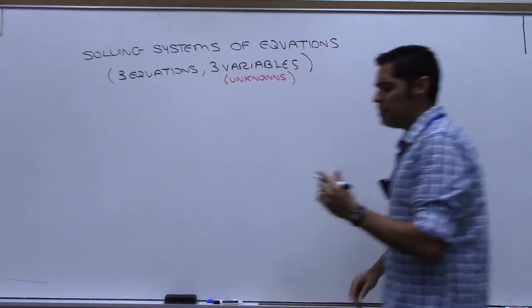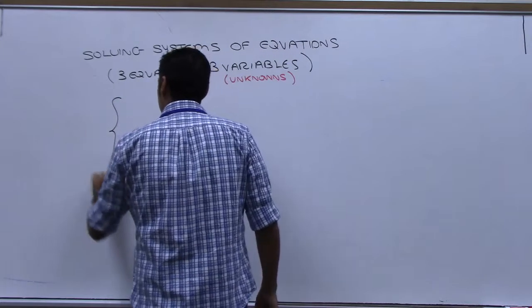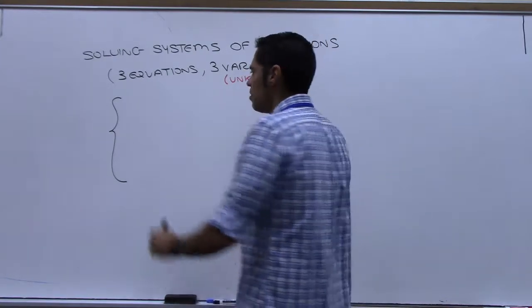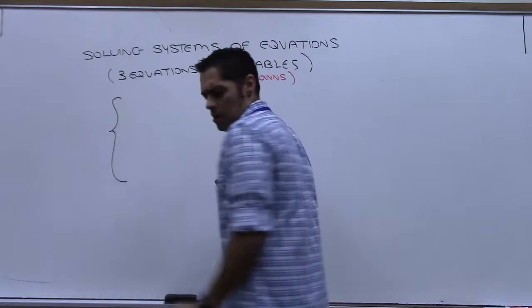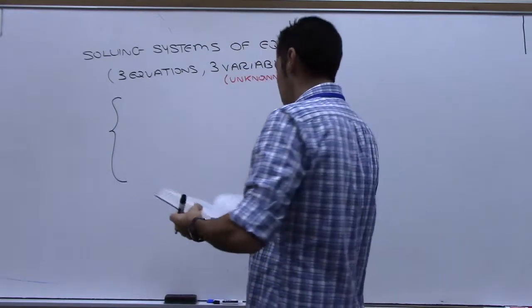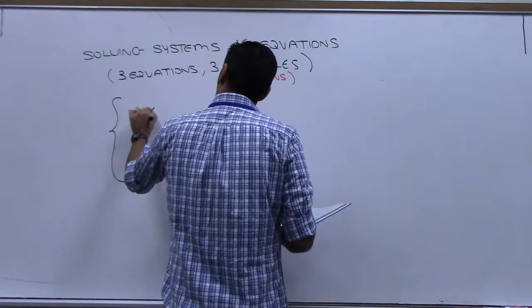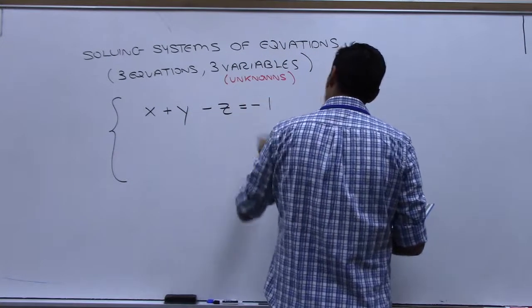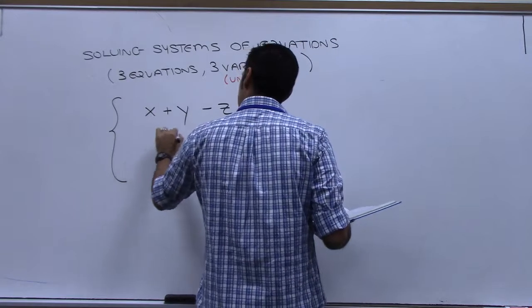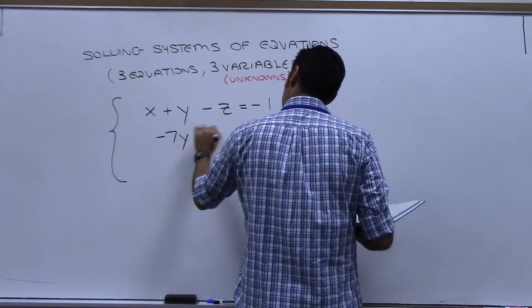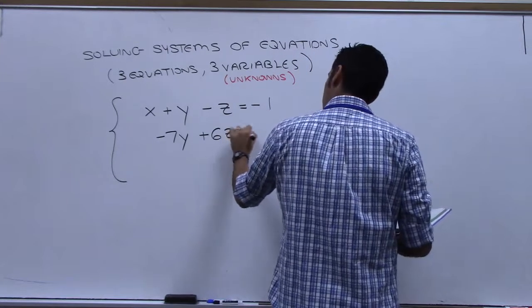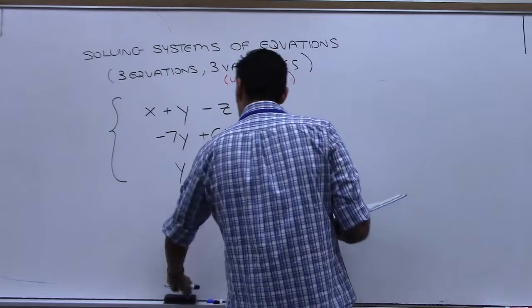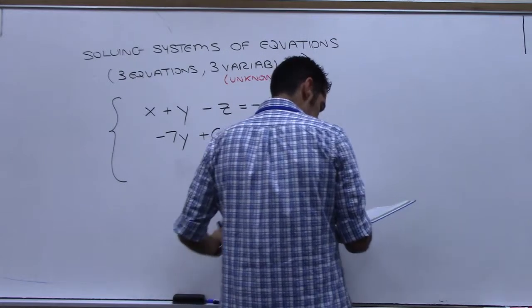So let me give you a system of 3 equations and 3 unknowns. I'll use one of their examples to keep our numbers nice. x plus y minus z equals -1. -7y plus 6z equals 20. And then, you know what, let's make it z equals 1.